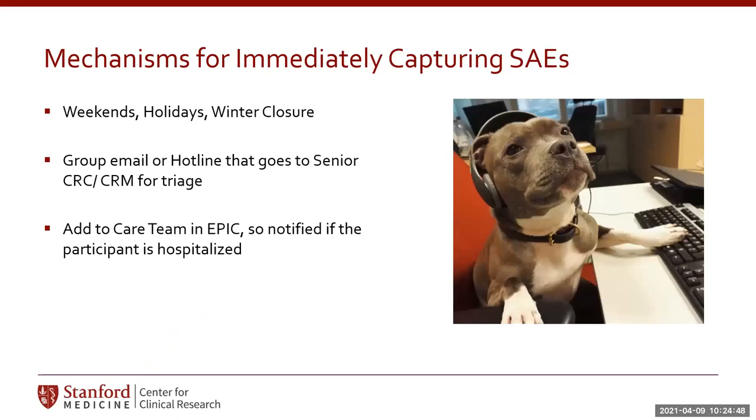Talking about immediate reporting of SAEs, how do you immediately become aware of SAEs at your site? What do you do with three weeks of winter closure, holidays, weekends? How do you make sure that you are aware of those as soon as possible? I know CCTO has a hotline that goes to a senior CRC or CRM for triage. You can have a group email that goes to someone who's on call, and they just forward it to whoever needs to know and escalate it.